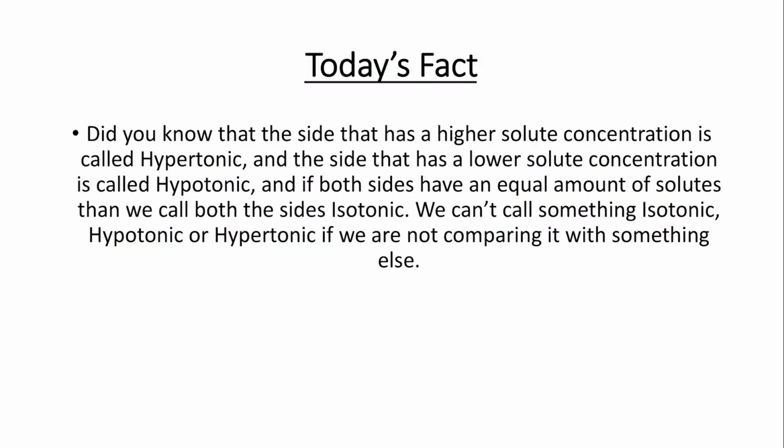Fact time. This is today's fact. Oh, it's a really big one. Did you know that the side that has a higher solute concentration is called hypertonic? The side that has a lower solute concentration is called hypotonic. And if both sides have an equal amount of solutes, then we call both the sides isotonic. One thing, we can't call something isotonic, hypertonic, or hypotonic if we're not comparing it with something else.